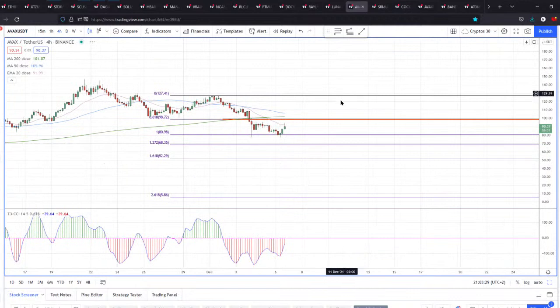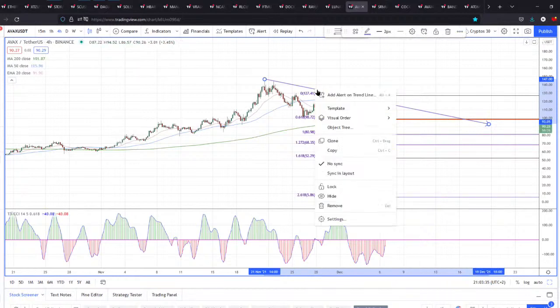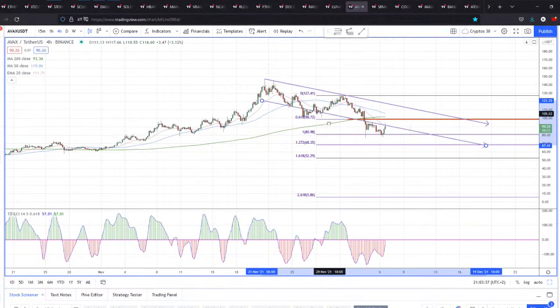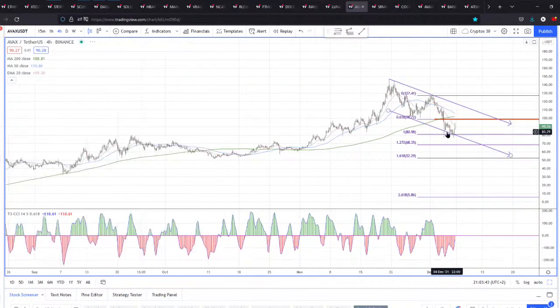Then I would probably draw it like this and say, are we going to get out of our declining channel like this? And let's see if we do, next swing higher. Happy days.